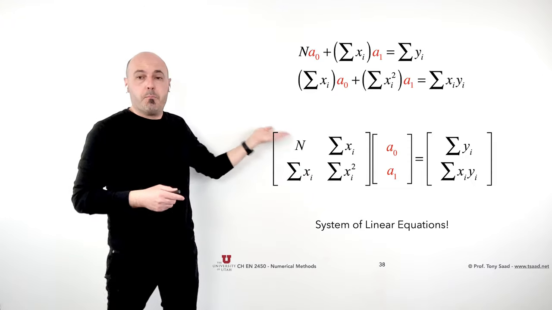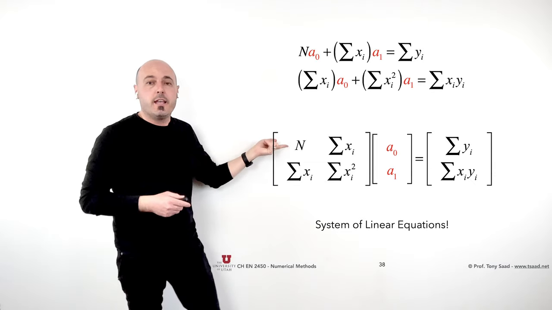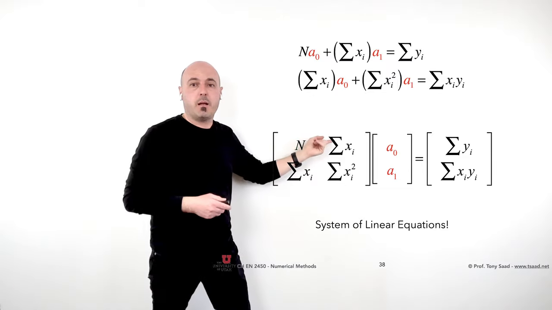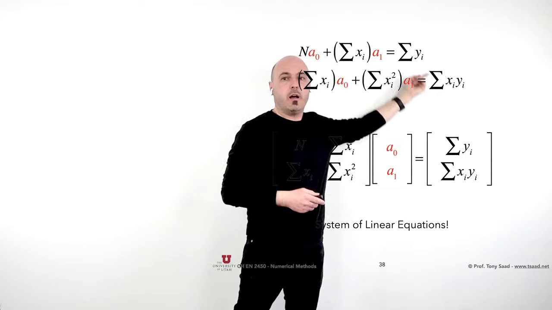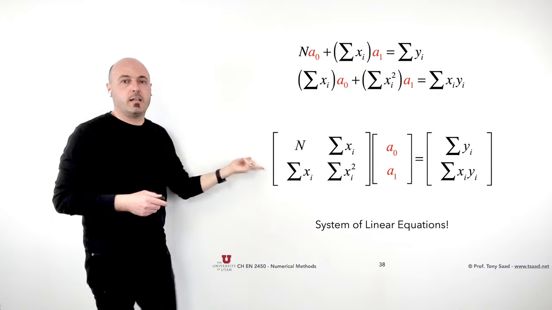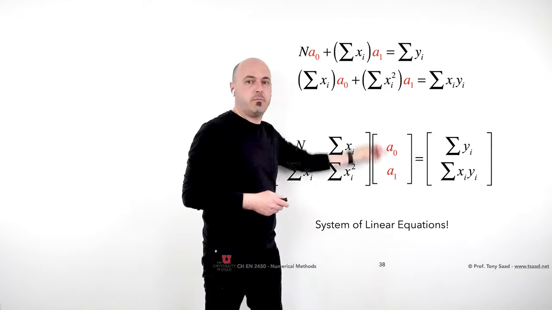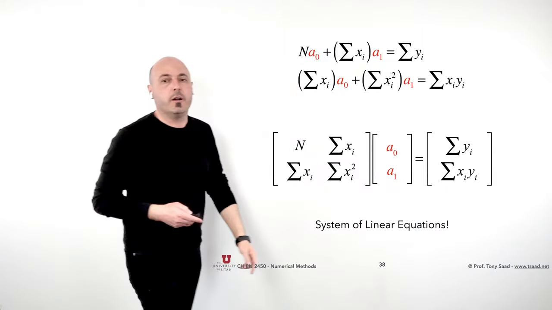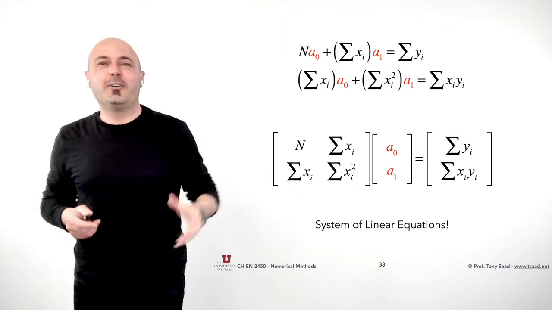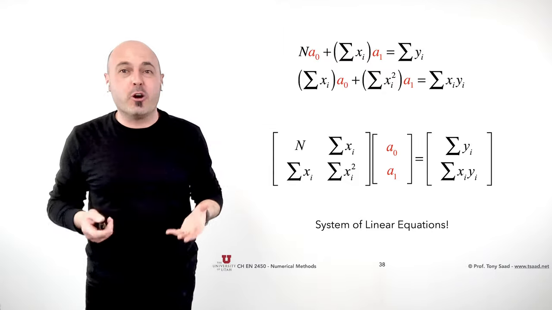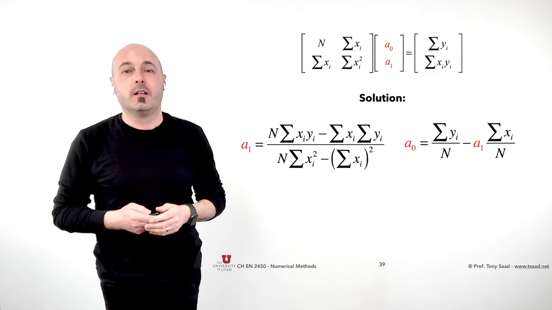And then again, a matrix representation is nothing more than a system of equations. So the first equation here is n times a0, correct, plus sum xi times a1, which is this term, equal to sum yi, which is that term. Same thing for the second equation. It's simply the dot product of this row vector by the column vector equal to sum xi yi. And that's a system of linear equations. It's amazing how we get linear equations anywhere we go. And that's why we studied them early on in the semester, because we're going to see them everywhere.